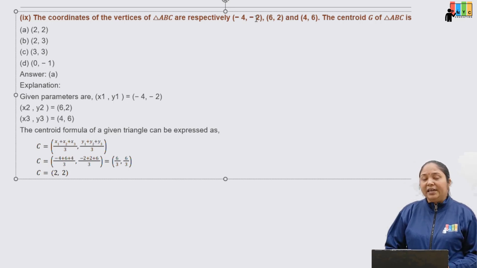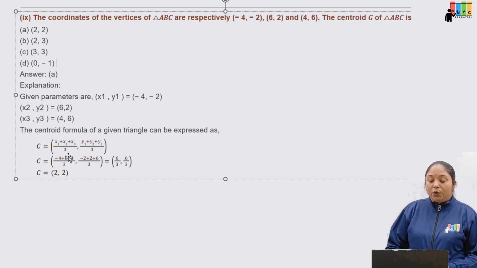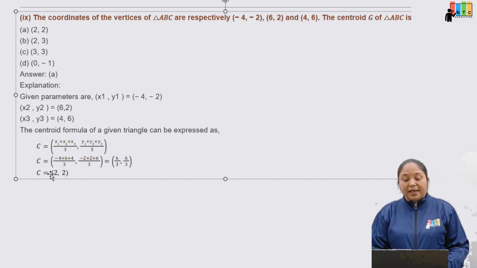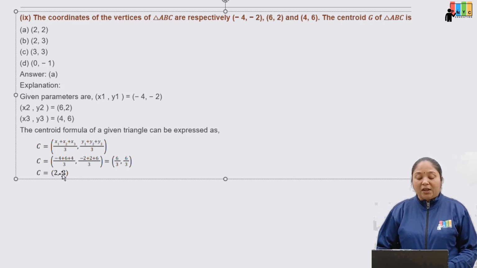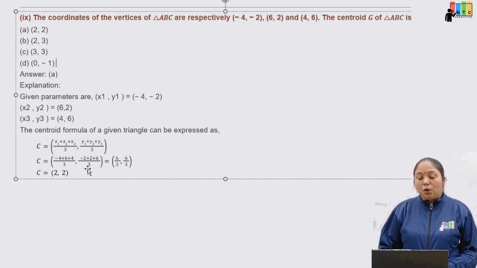So all the three coordinates are there. x1 y1 are -4 -2, x2 y2 are 6 2, x3 y3 are 4 6. So put in the formula, what we get? x coordinate as 2 and y coordinate as 2. So 2 comma 2 is the correct option, that is option number A.